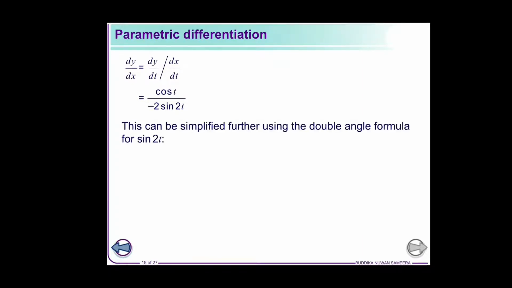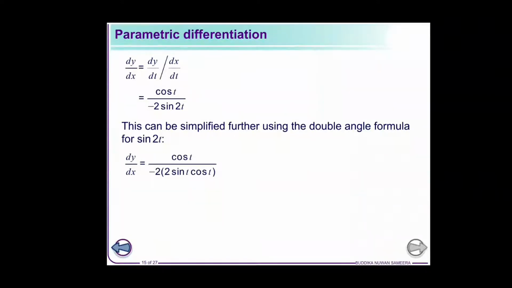So then easily you can find the value of dy over dx. dy over dx is equal to dy over dt divided by dx over dt. So I'm going to substitute dy over dt as cos t and dx over dt as minus 2 sin 2t. So then you can write dy over dx as a function of sin 2t and cos t. After that you can simplify this function further.